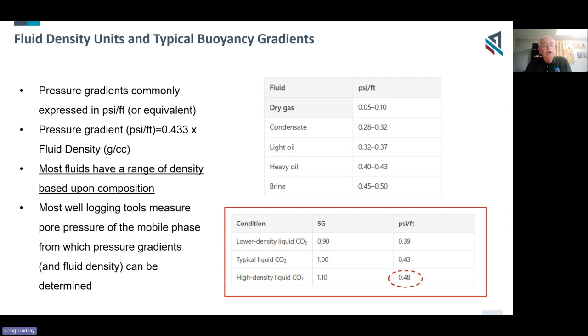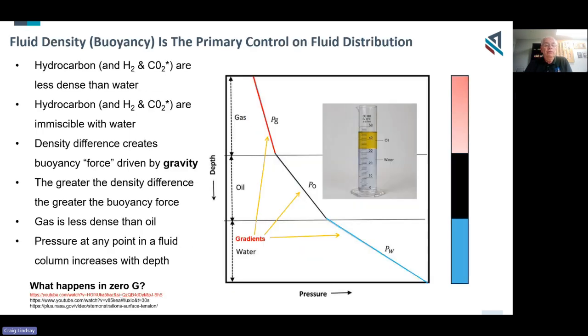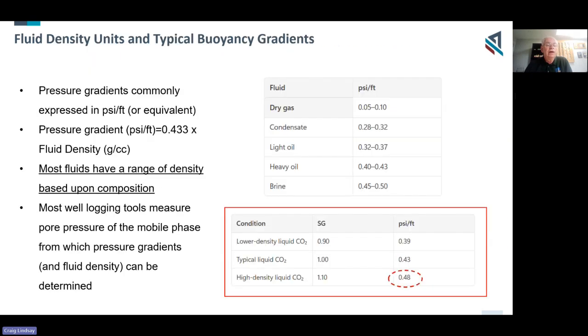In the reservoir, well logging tools measure pore pressure. And if we go back to the previous slide, if we think of a pore pressure gradient, you can measure multiple points on a pressure gradient, and from those pressure measurements, you can calculate the density gradient.